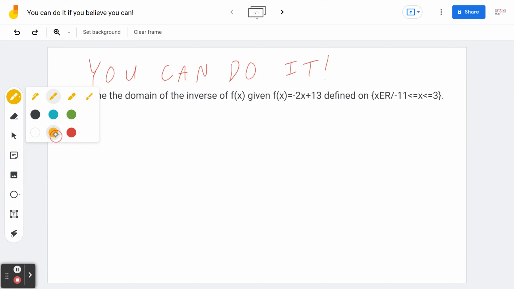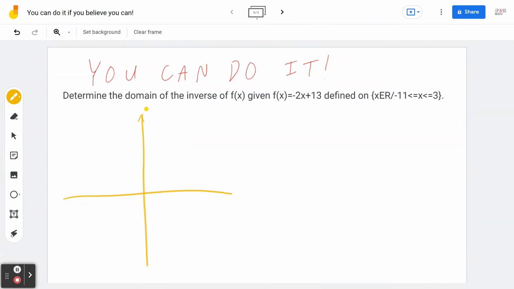Step 1. Draw a diagram. If you think about this carefully, again, you want to start with f of x, then look at the inverse, then find the domain. So we're not thinking specifically f of x equal to negative 2x plus 13.